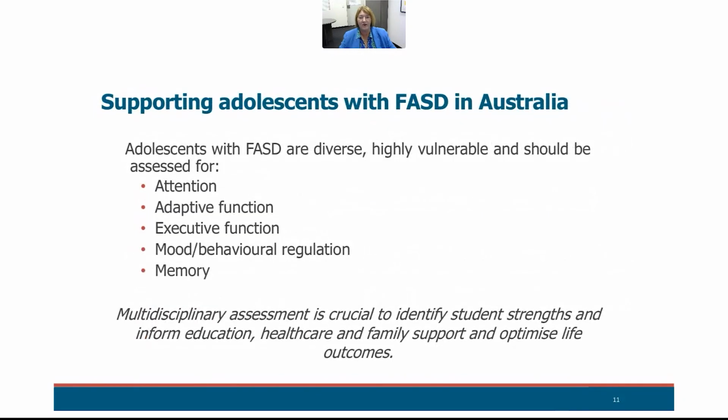So I think in summary, adolescents with fetal alcohol spectrum disorder are very diverse. They're highly vulnerable, and it's important that they be assessed for their capacity for attention, adaptive function, executive function, mood and behavioural regulation, and memory. Multidisciplinary assessment is important because it identifies not only these needs, but the strengths of children. It informs not only their education, but their healthcare and the family supports that they require. And it gives them the opportunity to really fulfil their potential.